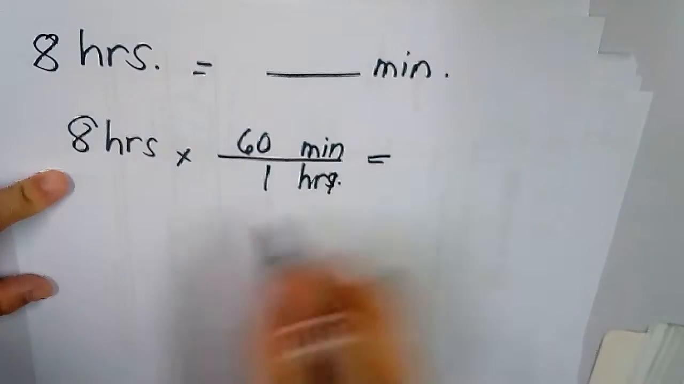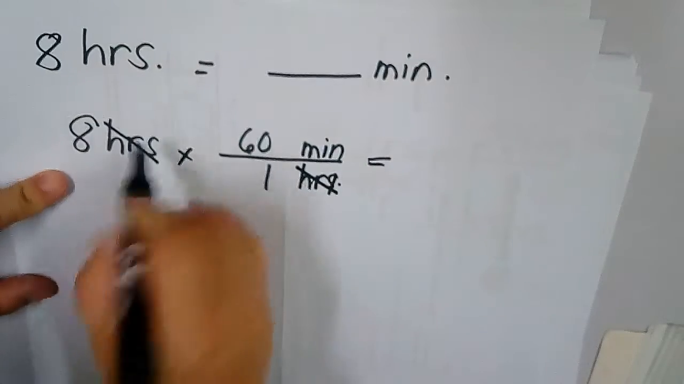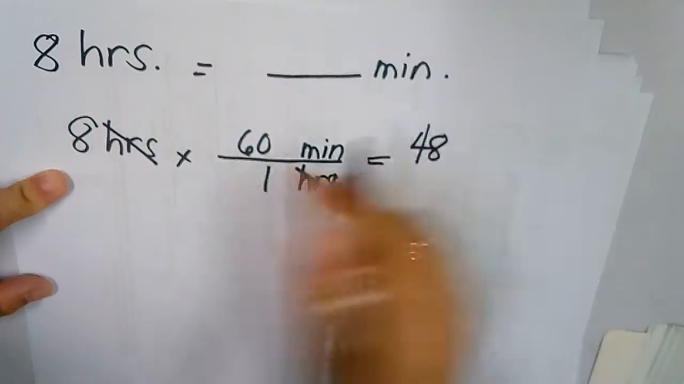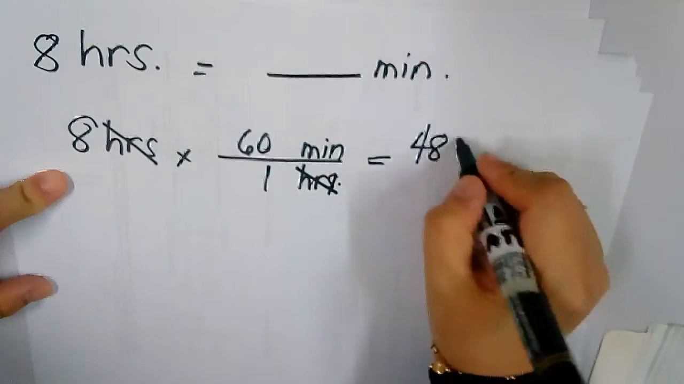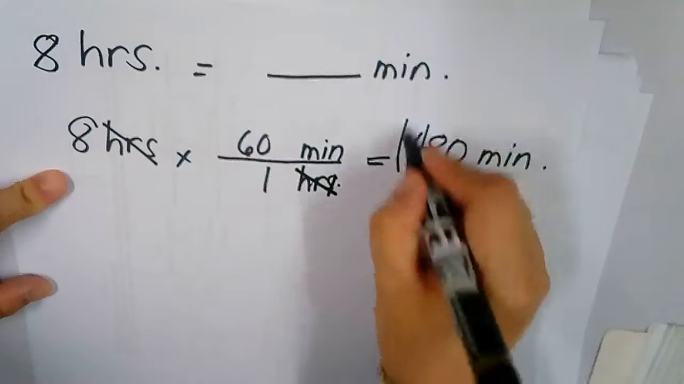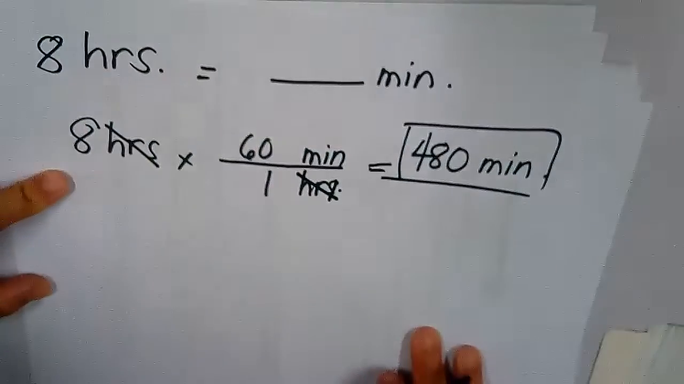Then, we can now cancel hours, tsaka hours. So, 8 times 60, we got 48. And then, just add 0. So, 480 minutes ang answer. Okay?